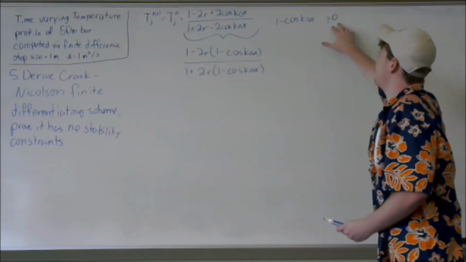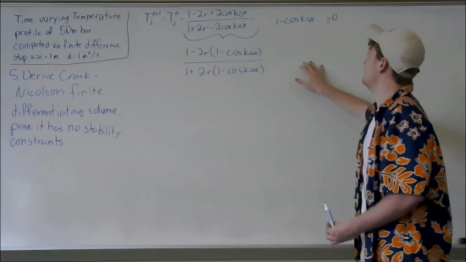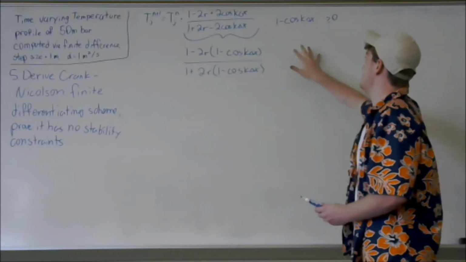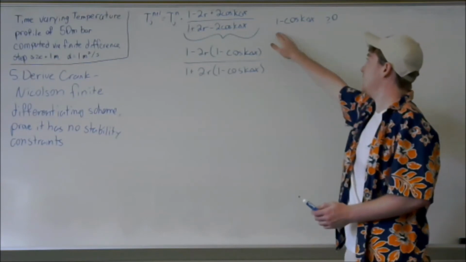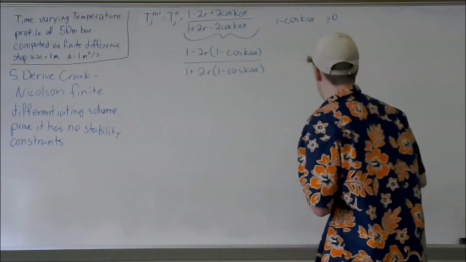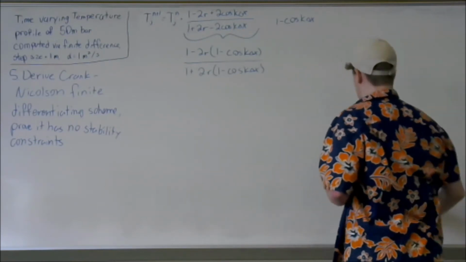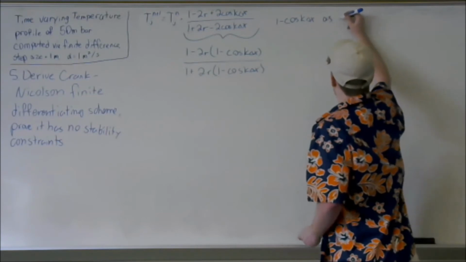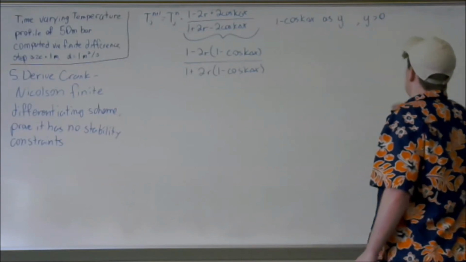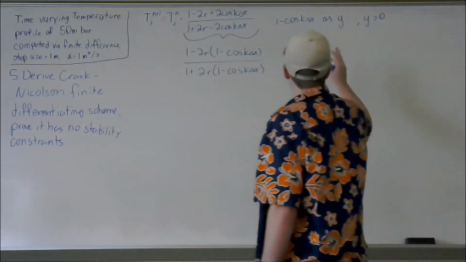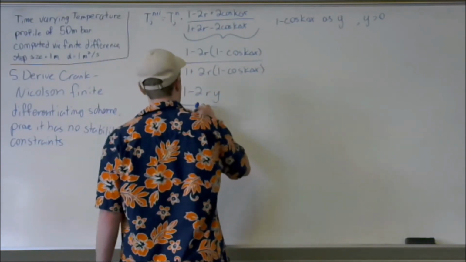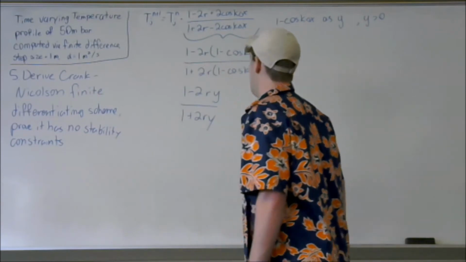And if we want it to ever be less than 0, it needs to do something that it's unable to do. Because this value is only between -1 and 1, 1 minus anything between that will always be greater than or equal to 0. So I'm going to define 1 minus cosine of k delta x as y, and we're going to say y is always greater than or equal to 0. So if we rewrite this, we've got 1 minus 2ry over 1 plus 2ry.